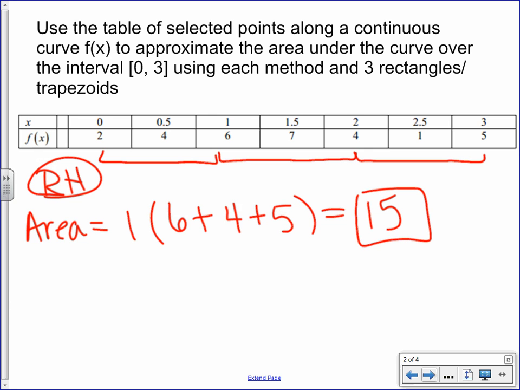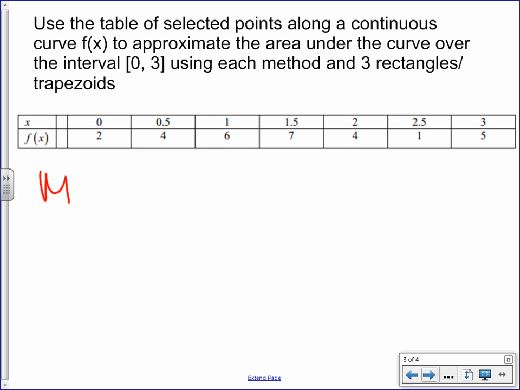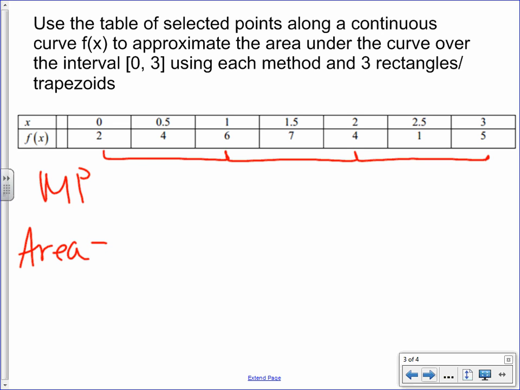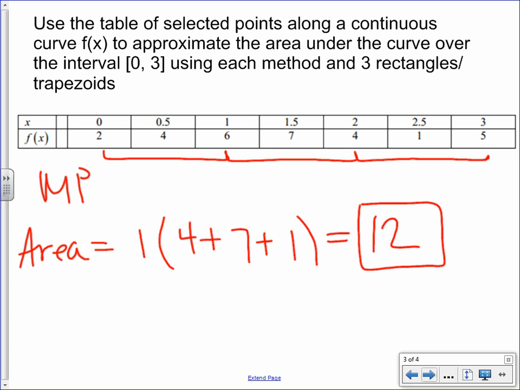Okay, yes. Now we want to do the midpoint. Okay, so our area, we still have width of 1. What's the height of the first rectangle? 4. What about the second rectangle? 7. And the third?